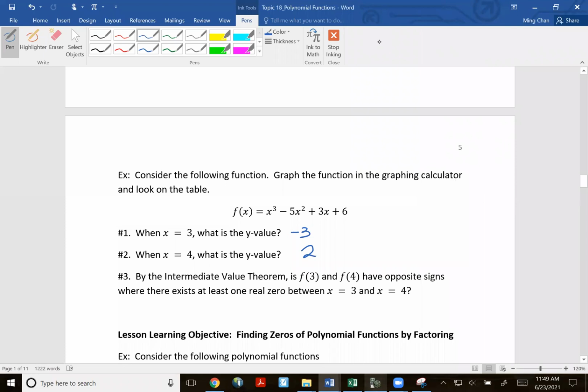So by the intermediate value theorem, if I substitute 3 into the function and substitute 4 into the function, do f of 3 and f of 4 have opposite signs, where there exists at least one real 0 between them? The answer is yes. As long as they have opposite signs, there's got to be a 0 between 3 and 4.